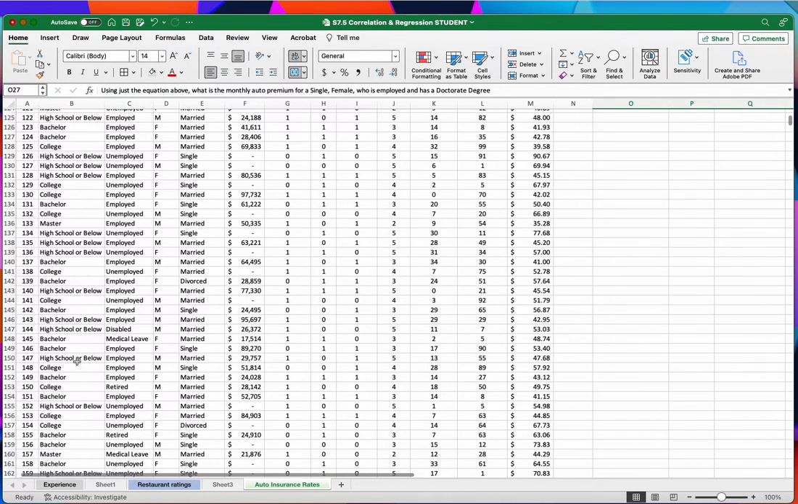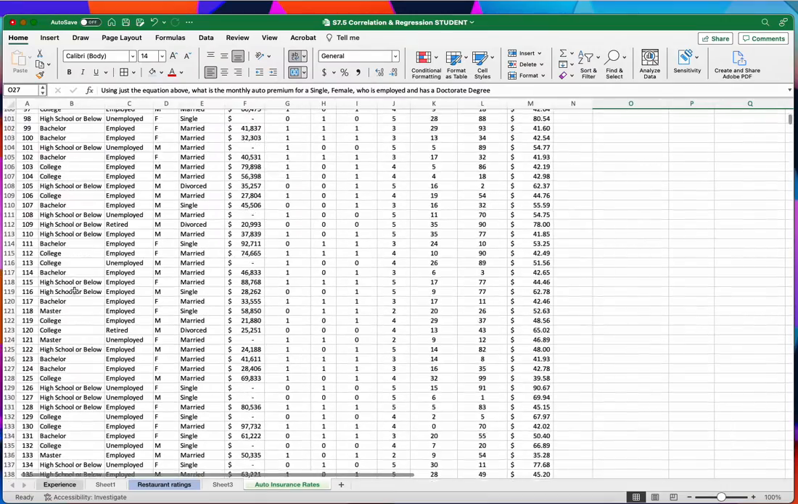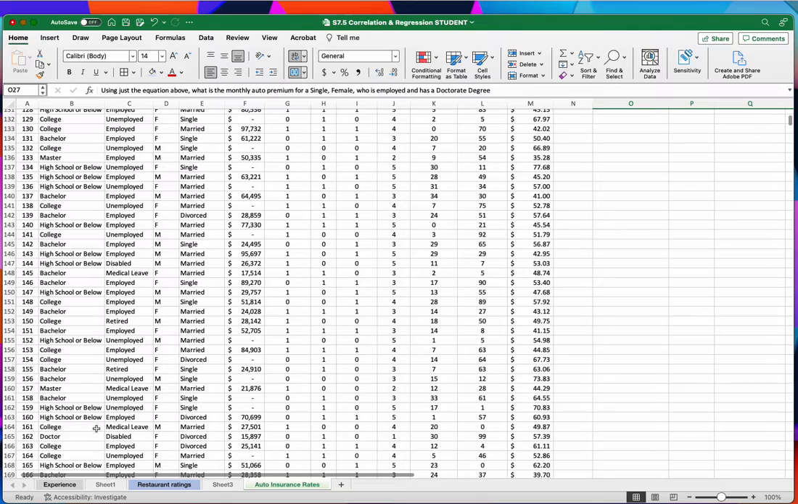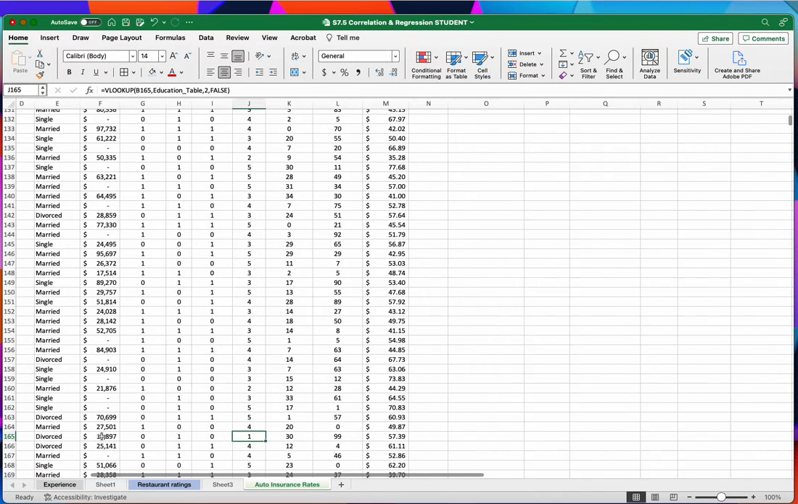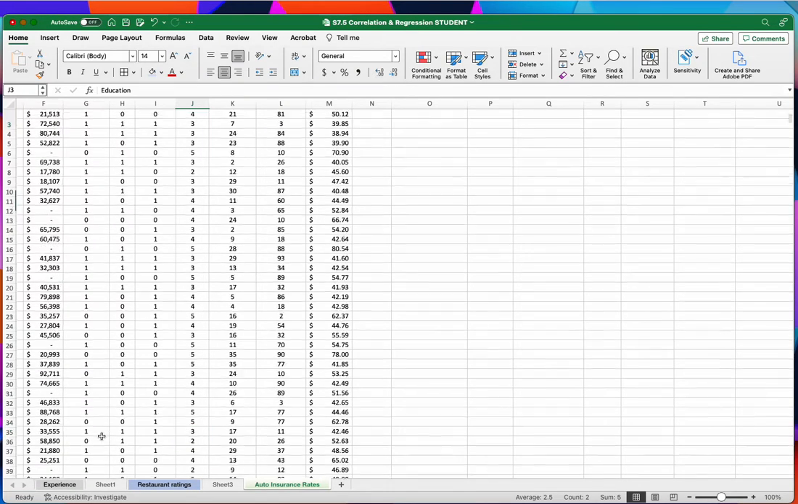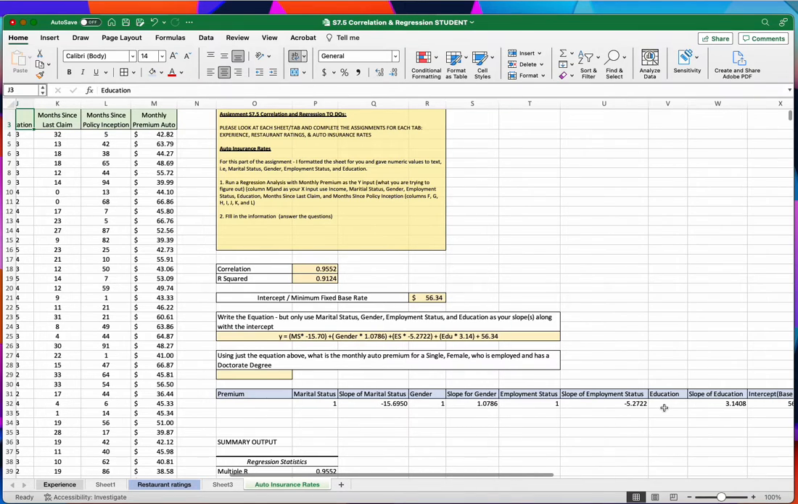So we can look up their degree. Sorry, come over here, find doctorate. You can also do a find button. But there's a doctorate right there. And if we come over here, we see that the employment status is a 1 also. So let me go back up just so you can see this right here. So education is a 1.